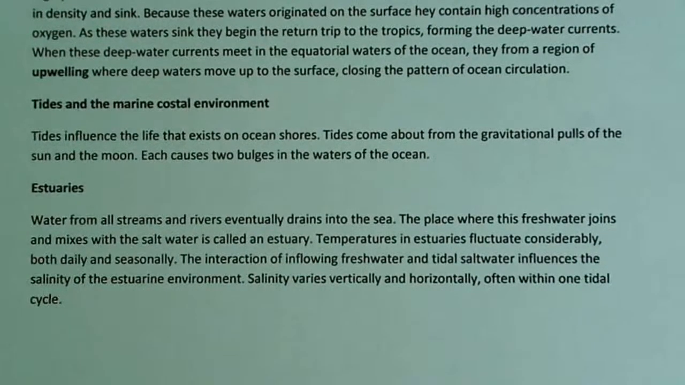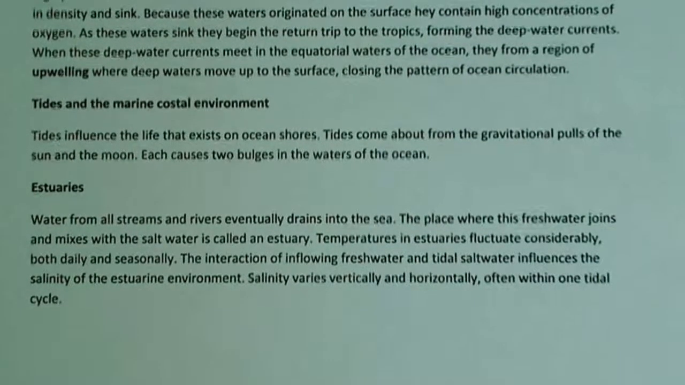And the last part here is estuaries. And water from all the streams and rivers eventually drains into the sea. Okay, and the place where the fresh water joins and mixes with the salt water is called an estuary. Temperatures in these places fluctuate considerably, both daily and seasonally, and the interaction of inflowing fresh water and tidal salt water influences the salinity of the environment. So salinity varies vertically and horizontally, often within the tidal cycle.